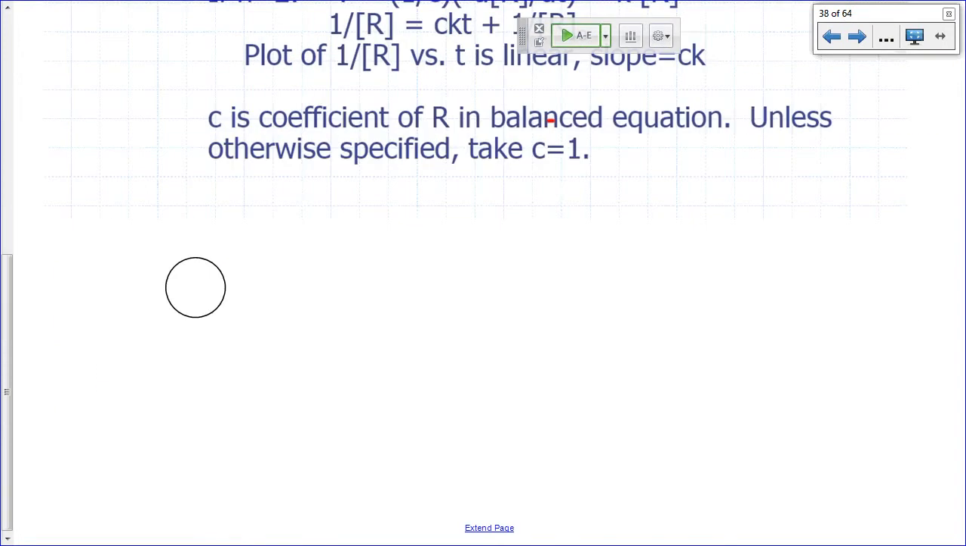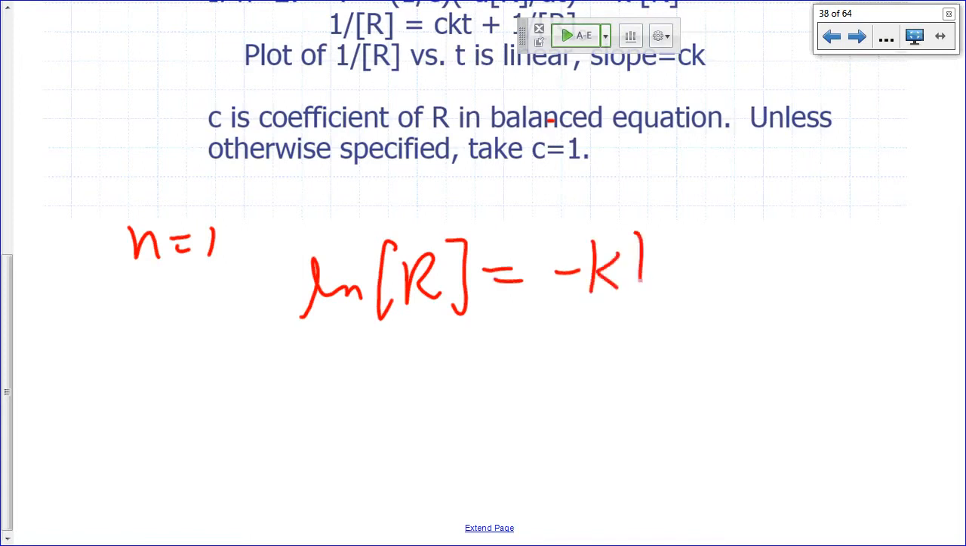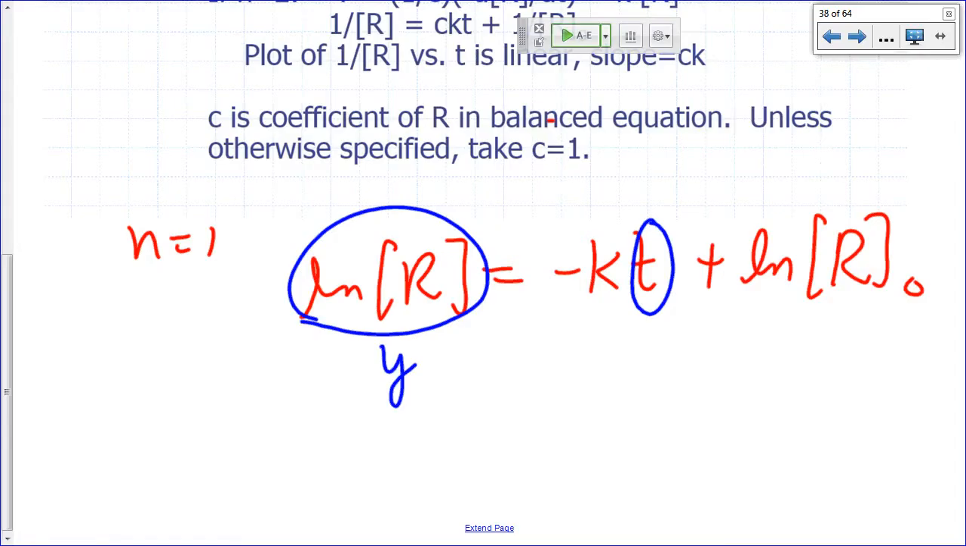First order, I'm going to rewrite the equation for first order. For n equals 1, we say ln of R equals negative kt plus ln of R naught. That means if you were to plot natural log of R on your y-axis, and you plot t on your x-axis, then the slope you'll get is equal to negative k, and your y-intercept is going to be ln of R naught.